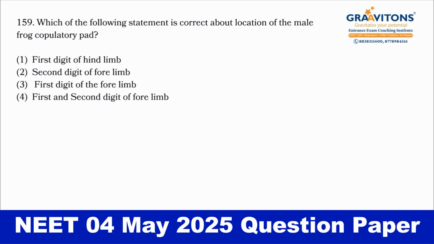So the next question, question number 159. Which of the following statement is correct about location of the male frog's copulatory pad? So it is in the first digit of the forelimb. We will remember it as first 4. So FF, we will remember, first digit of the forelimb.